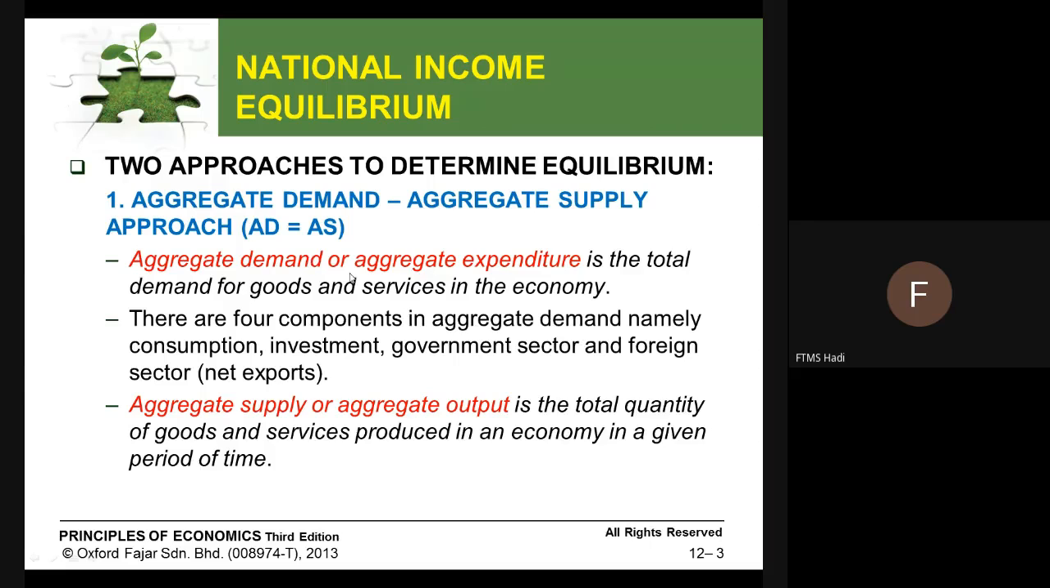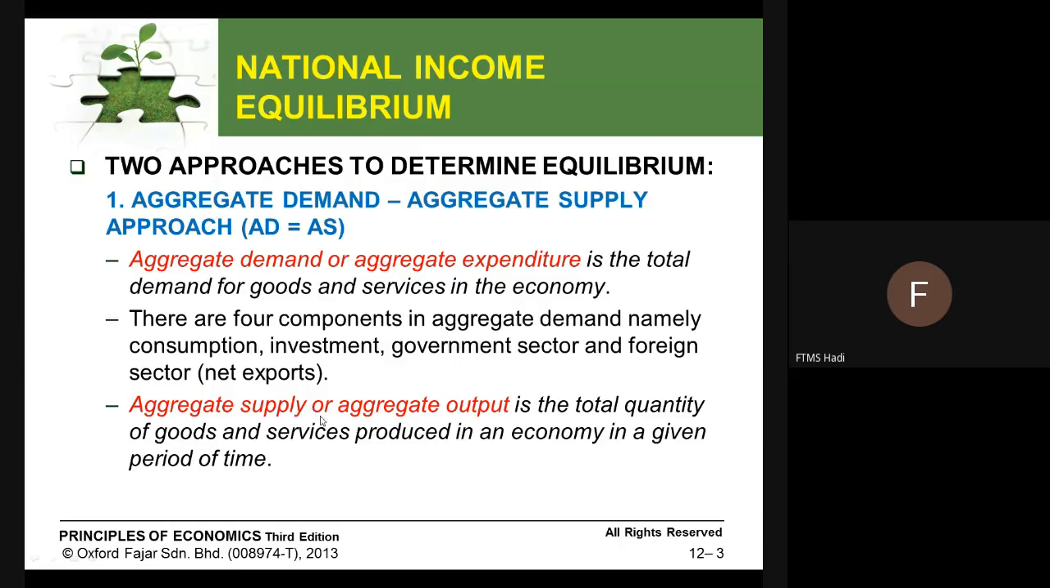Aggregate demand is also known as aggregate expenditure, which is the total demand of goods and services in the economy, which is the country. Who are the aggregate demanders? Citizens or society, the population. Why? They are more on consumption, meaning in terms of usage. And then companies are more on investment, and then the government sector and foreign export, which is net export. Net export is the difference between import and export.